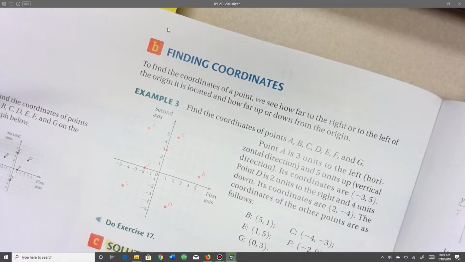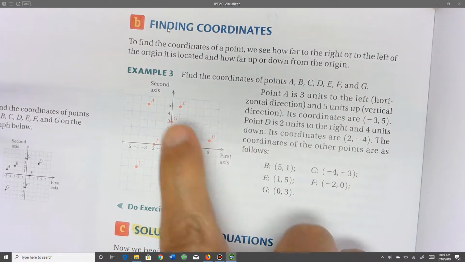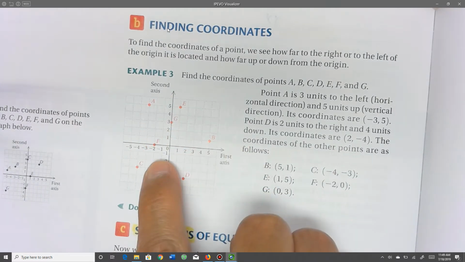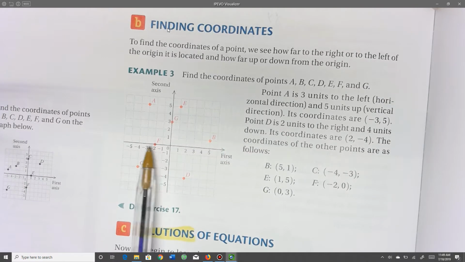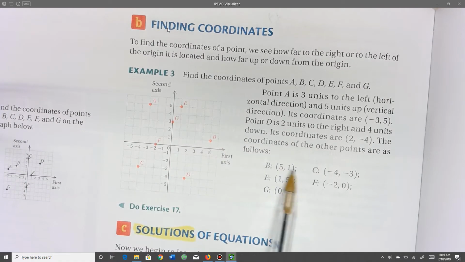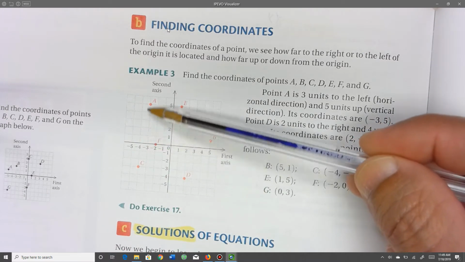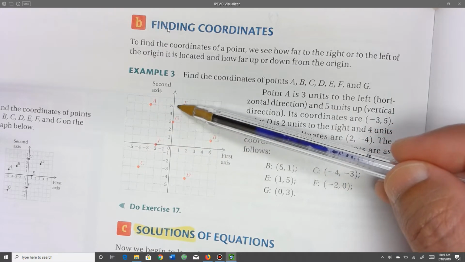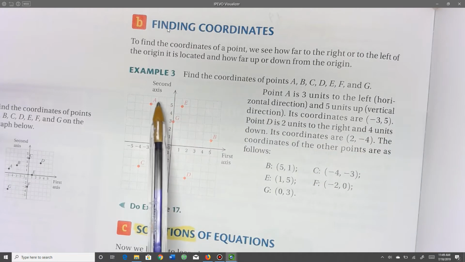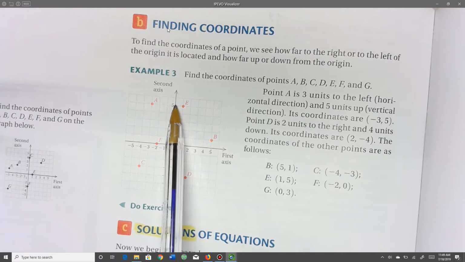What else? We found coordinates whenever they gave us the points, okay? Just going backwards, basically. You know that you're gonna have an x and y value. So just go ahead and look at the axis for your x and y values, and that's what's going to tell you what your x and y values are. Okay.